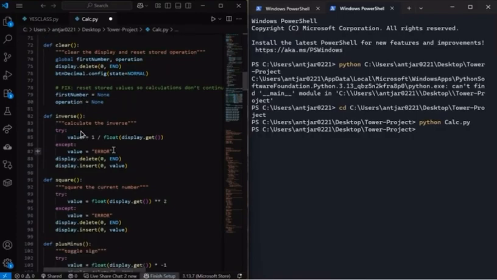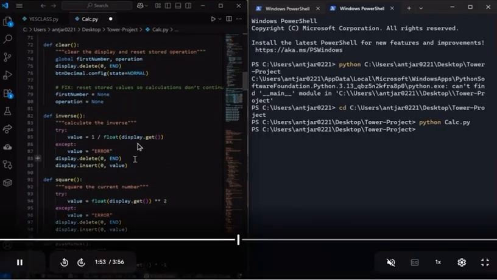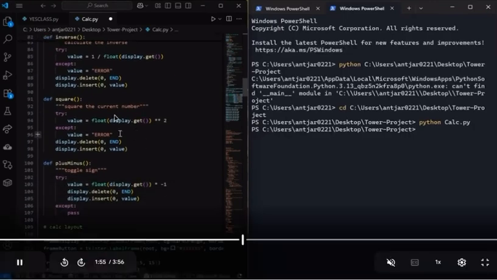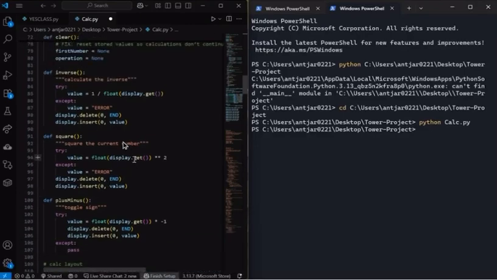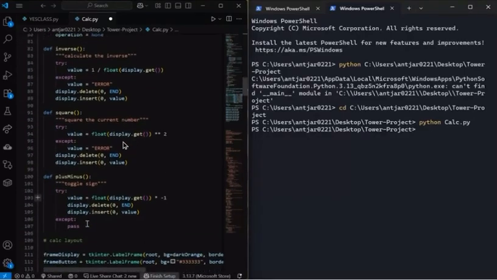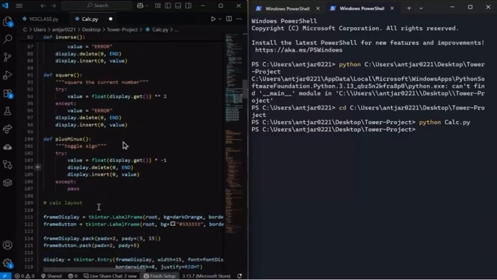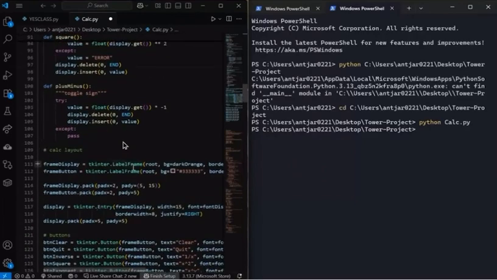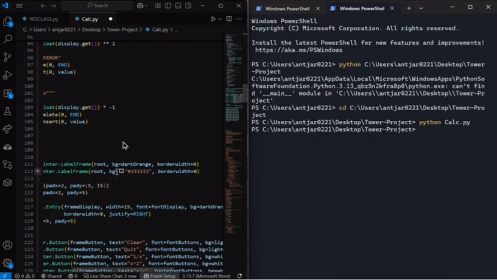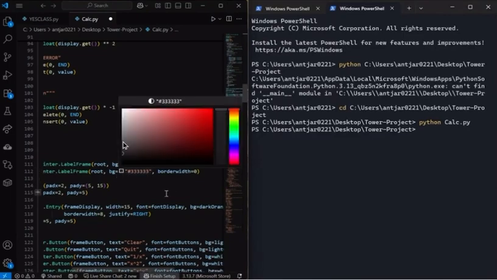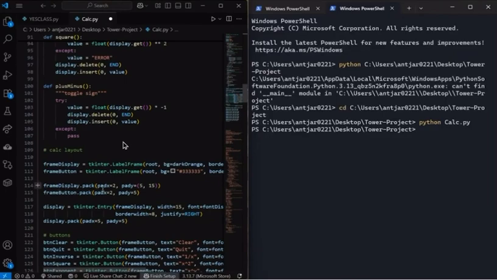And then we have our def inverse, which just pretty much calculates the inverse. And then we have our def square, which is the square value of the number that we inputted. And we have our plus and minus. And then this is the calculator layout, which just helps with the formatting of the layout. So think of this as the external part of the calculator.